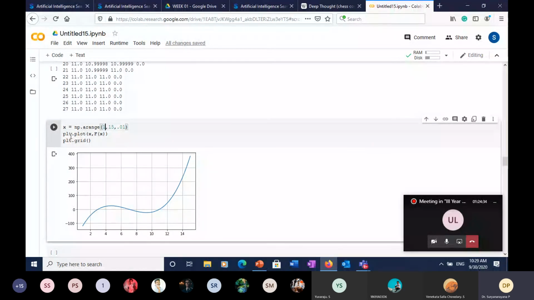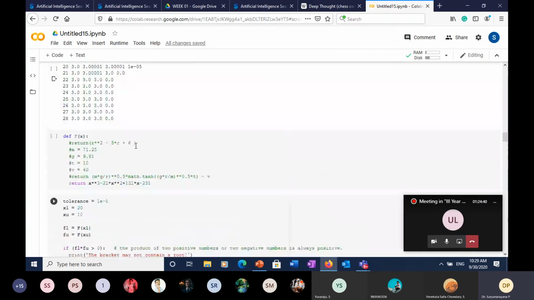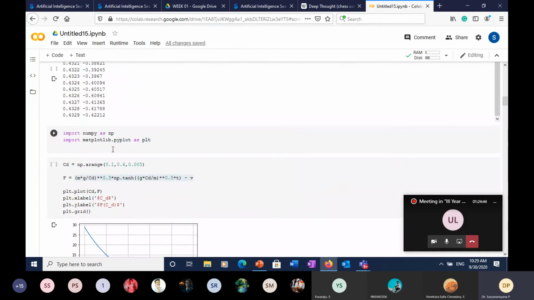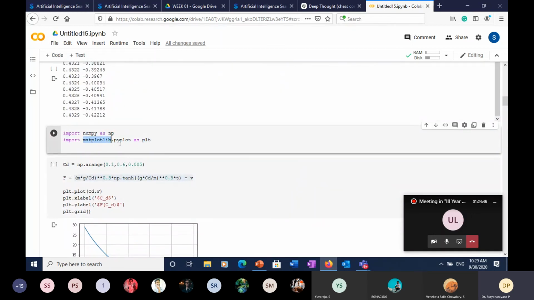Now I'm saying plt.plot. Again, plt is another alias that I have created for the matplotlib.pyplot library, and that has some good functions for us to do the plotting. See, matplotlib.pyplot, we have imported that as plt.